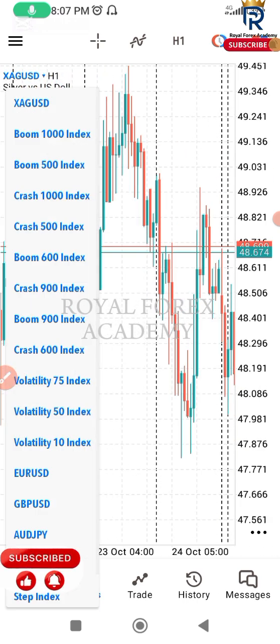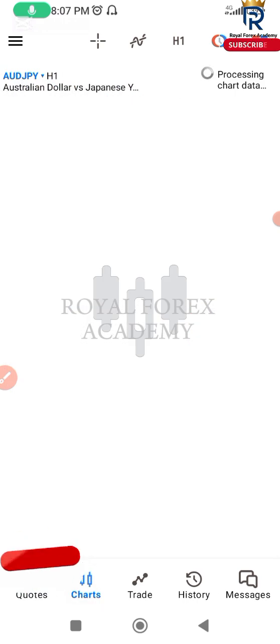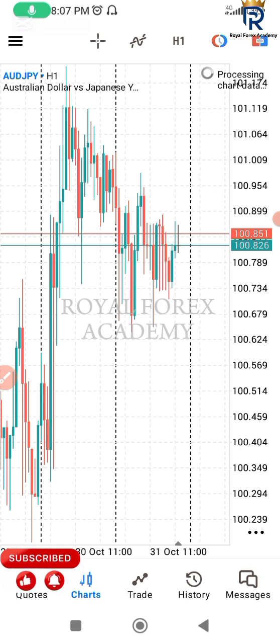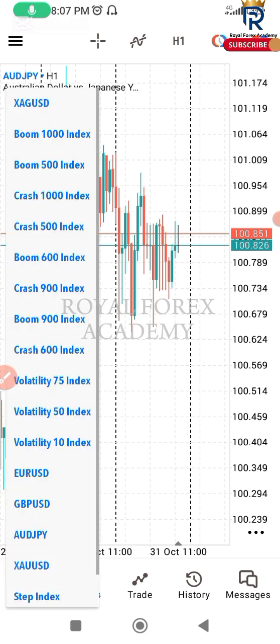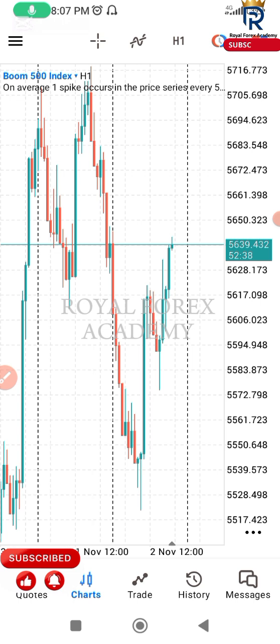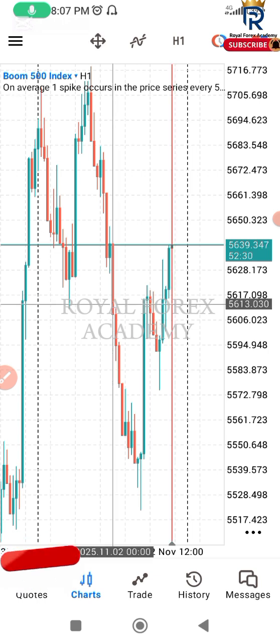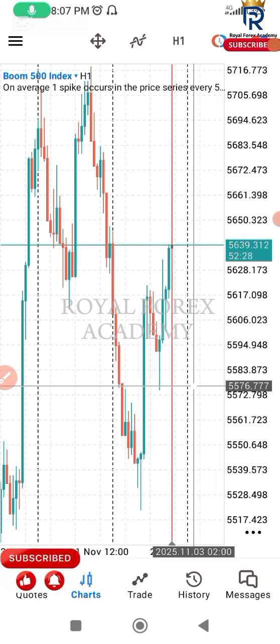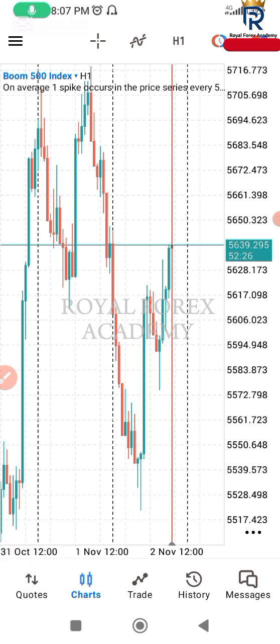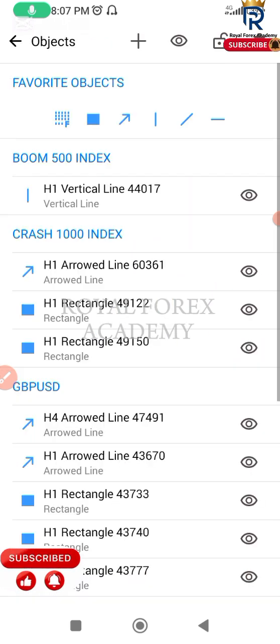All right, so it will not be everywhere at the same time, but whenever price comes into it, you need to pay attention to how price behaves in that zone. This is Boom 500. Look at here, we have a smart money cube. We have a smart money cube. So let me mark out this smart money cube for us to see.